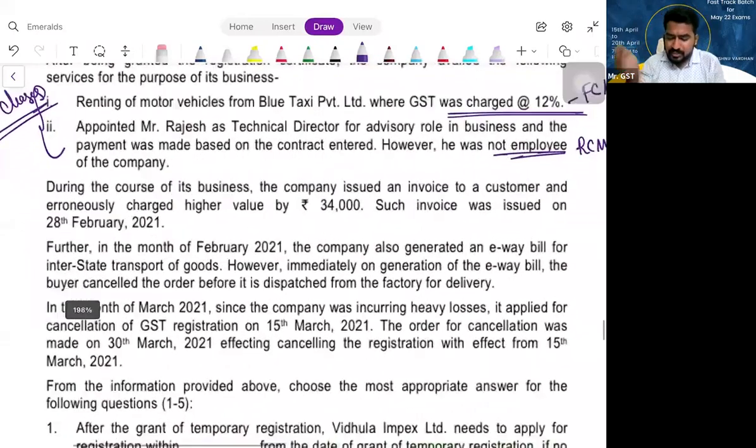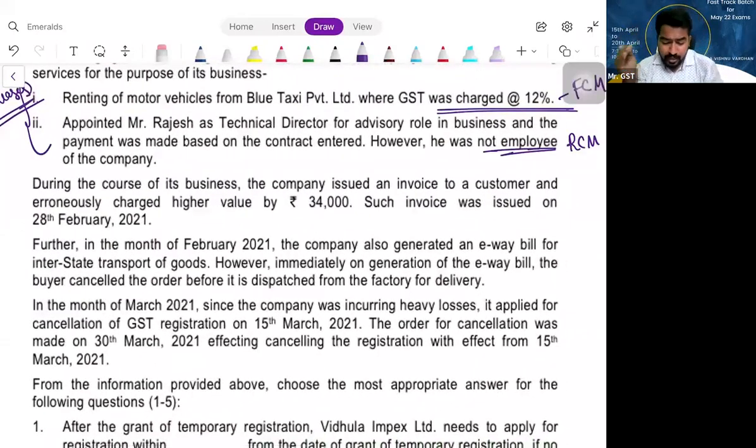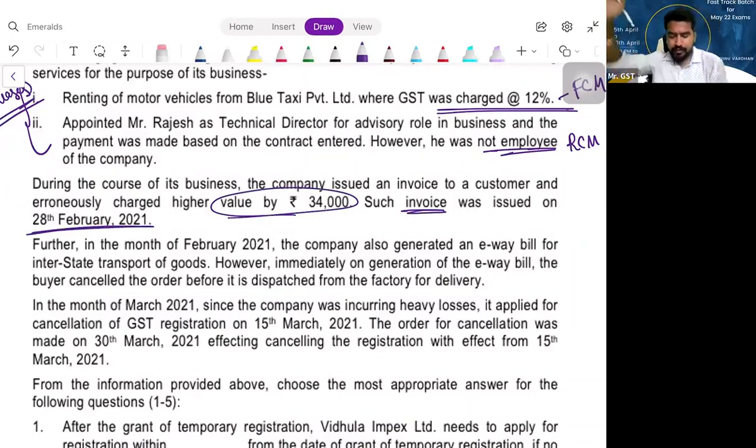During the course of its business, the company issued an invoice to a consumer and erroneously charged a higher value by 34,000. Such an invoice was issued in 2021. Now tell me what is the remedy here. If you have issued an invoice which is higher than the actual value, what will you do?